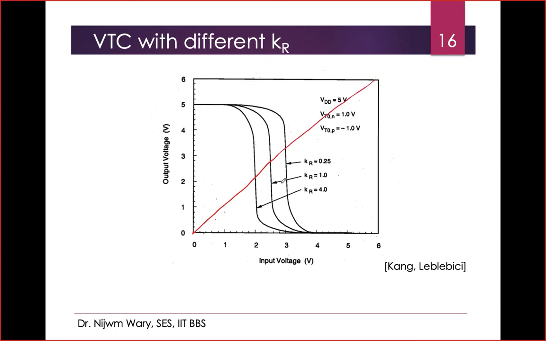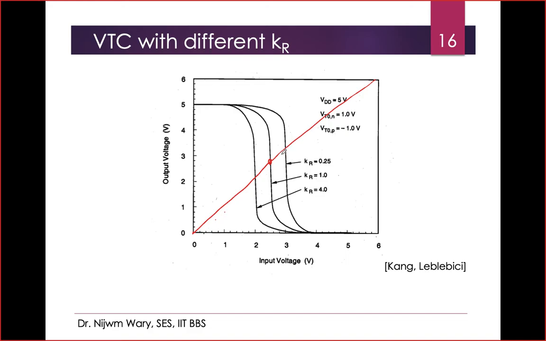So if I try to plot this, this is the line where V in equals V out. We can see here this case is not a very ideal case, and of course this line is not very perfect. So I should try to intersect this point where this is equal to VDD by 2.